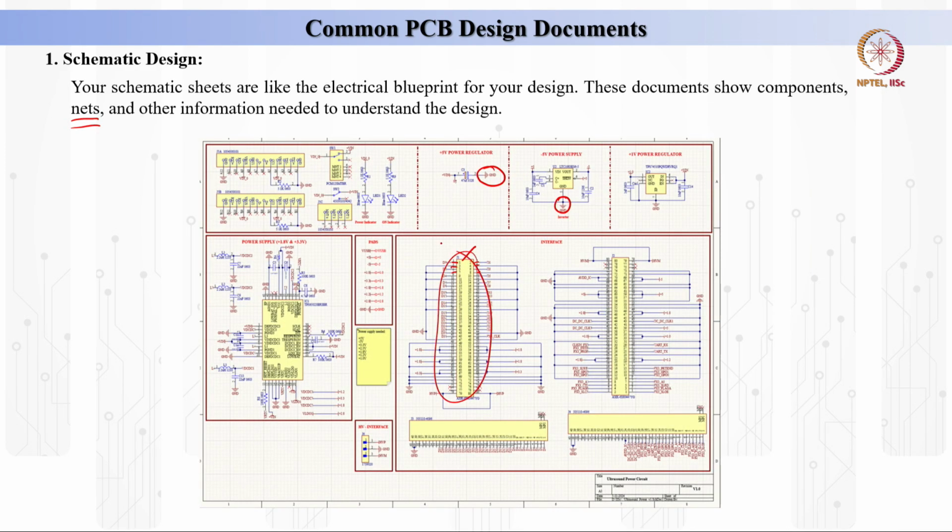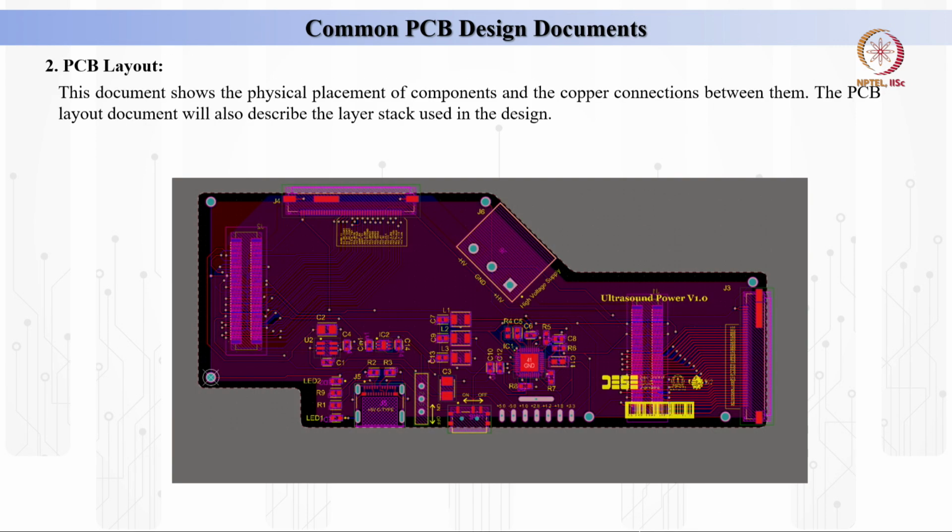So the same connector is given as the actual footprint, with the actual dimensions, which you can place on a PCB and connect it. The same connector is shown here with the designator J4.